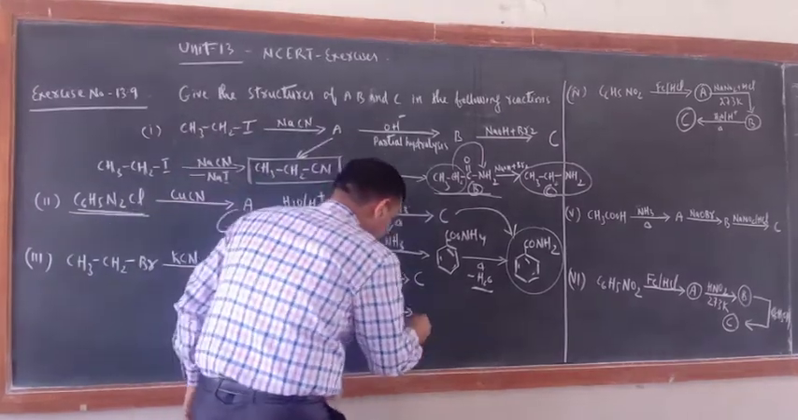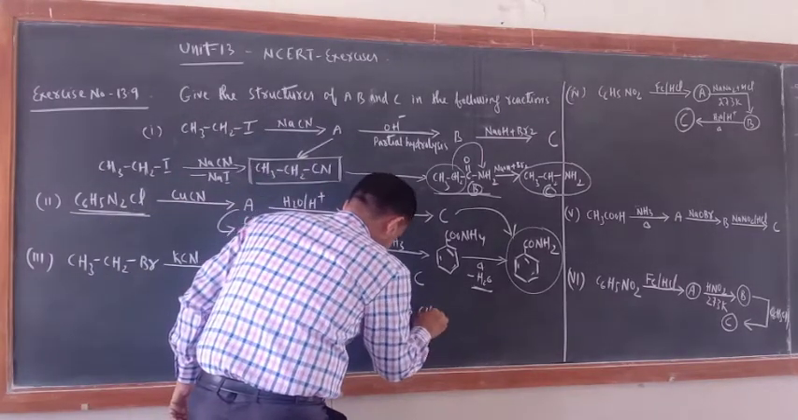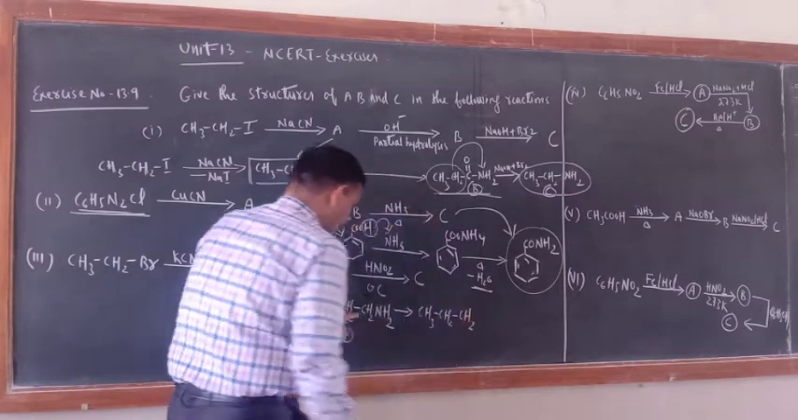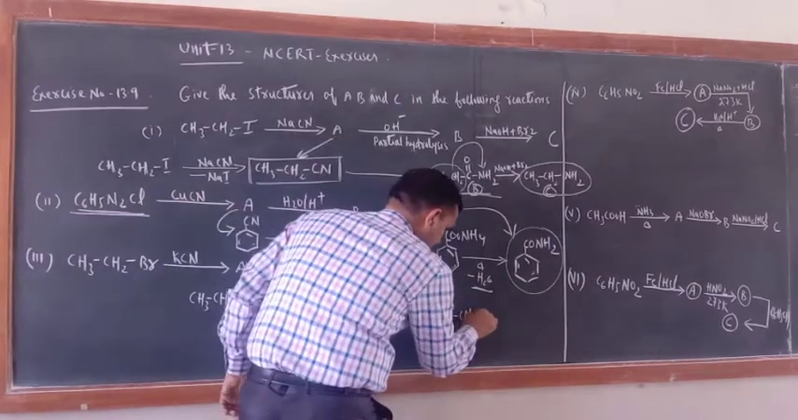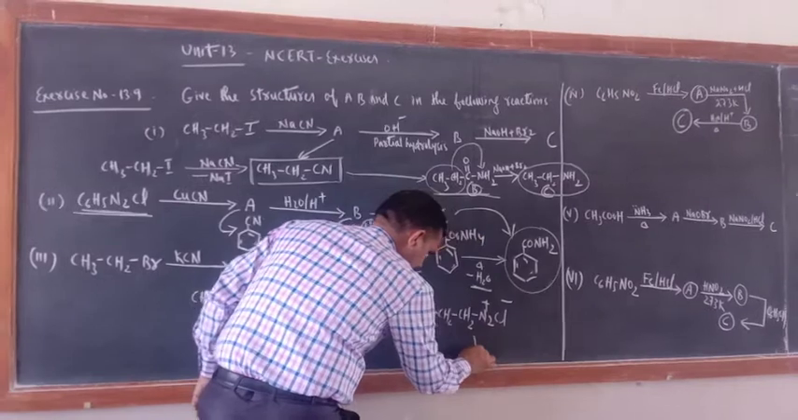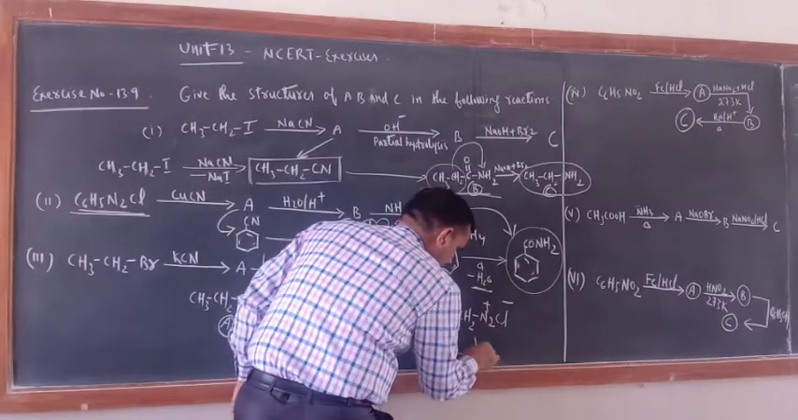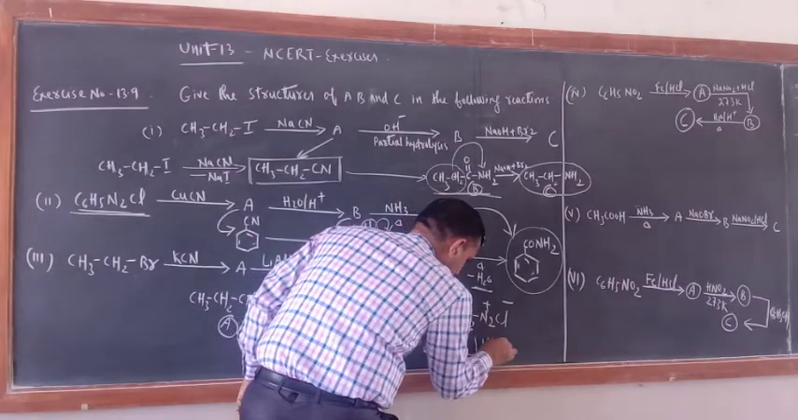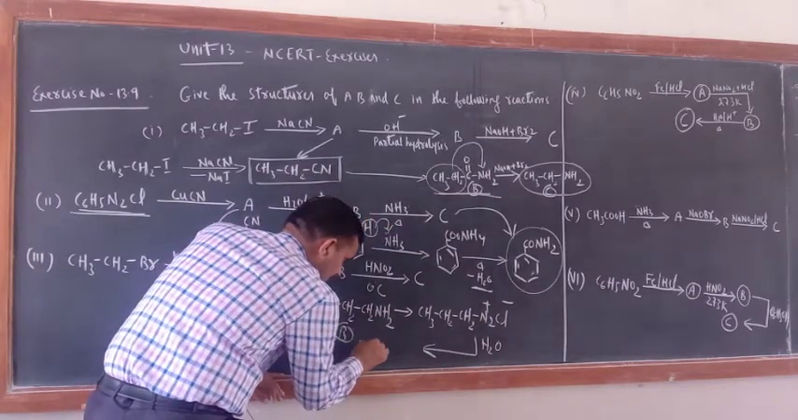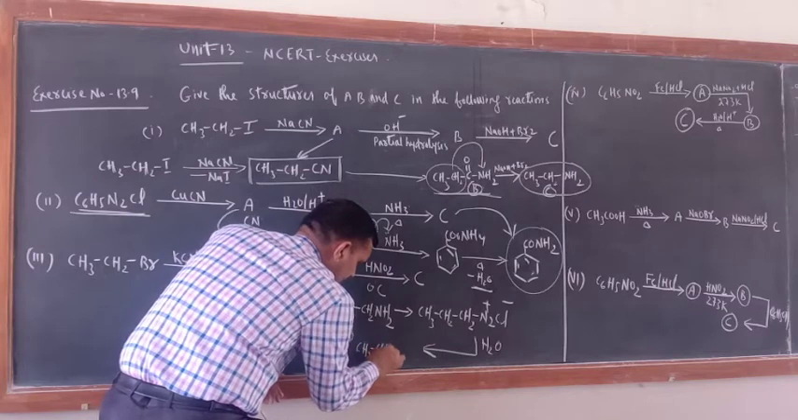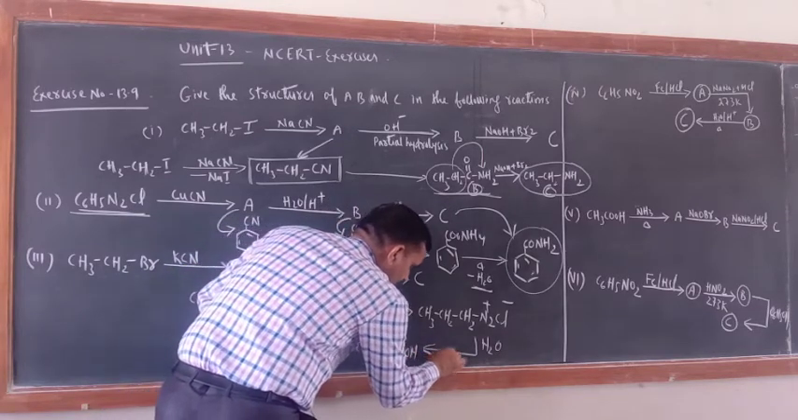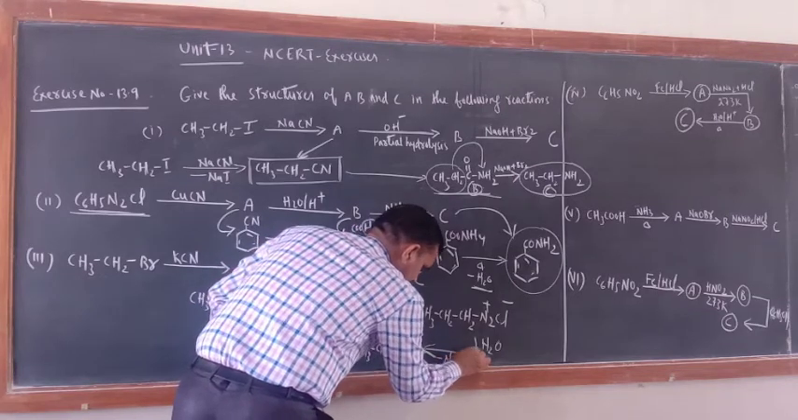What would be the product? The product would be CH3CH2CH2, correct? Now here N2+ Cl-. Okay, this is an unstable compound. When you warm it with water, H2O, what would be the product? One product would be CH3CH2CH2OH, and another one, N2 and HCl.